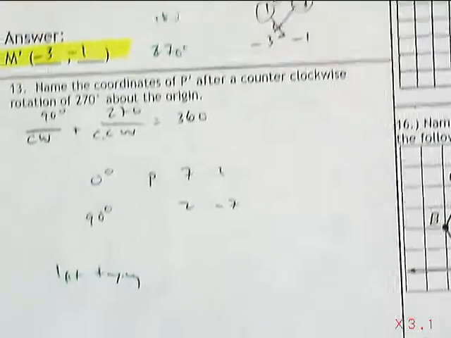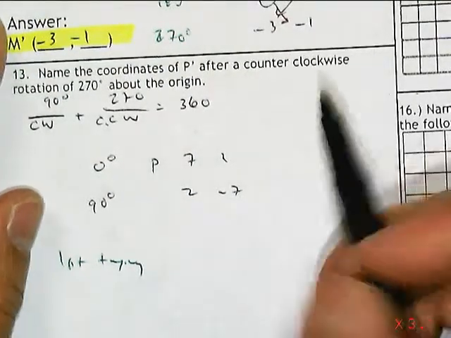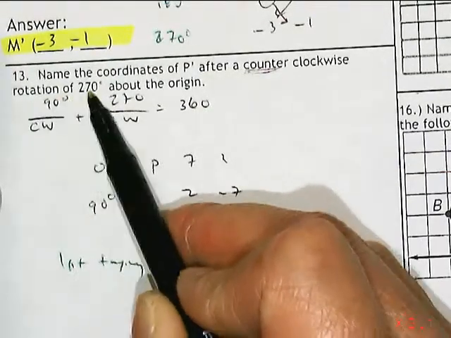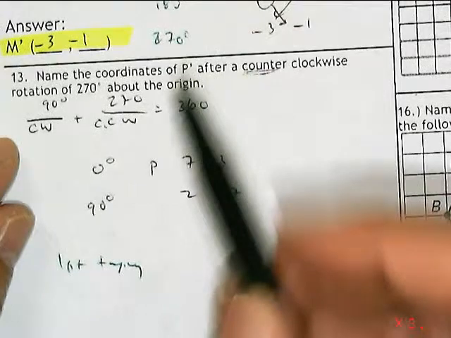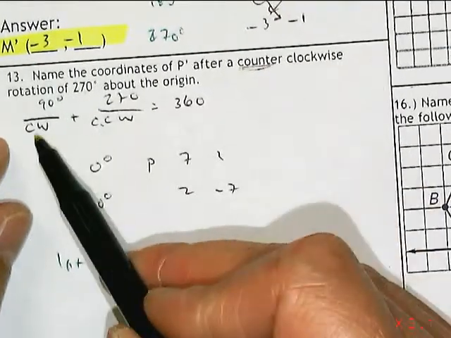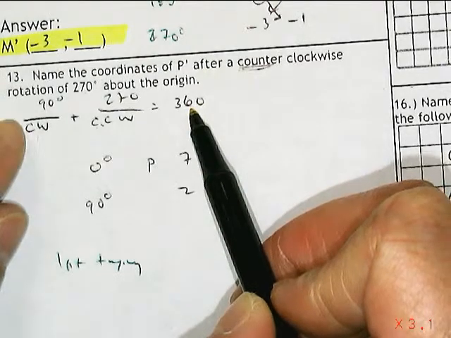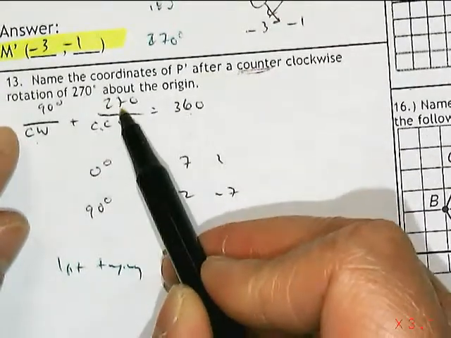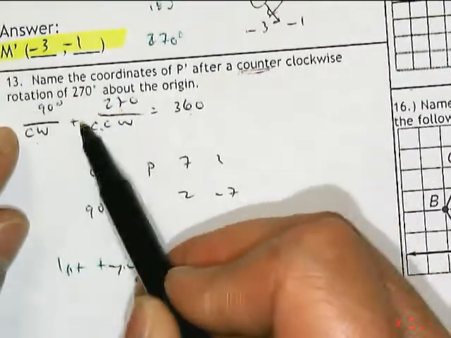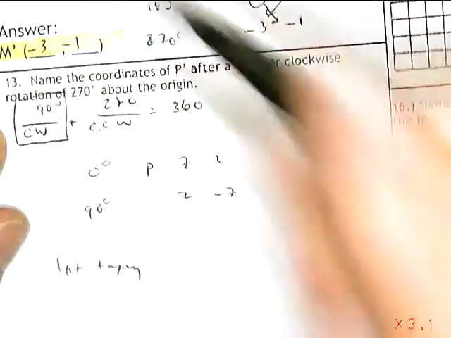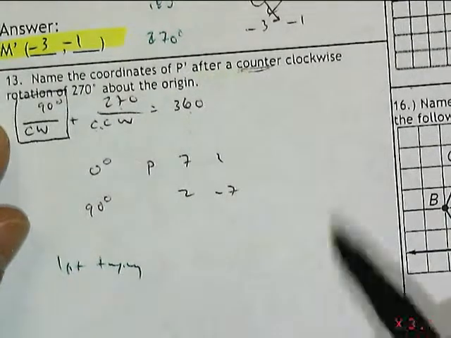Question number 13. Name the coordinates of P prime after a counterclockwise rotation of 270 degrees about the origin. So I gave you this equation that could help you figure it out. Clockwise plus counterclockwise equals 360 degrees. So if you get counterclockwise, I put 270 here. Well, blank plus 270 equals 360, which means essentially you're doing a clockwise rotation of 90 degrees, which means you just do that trick once.